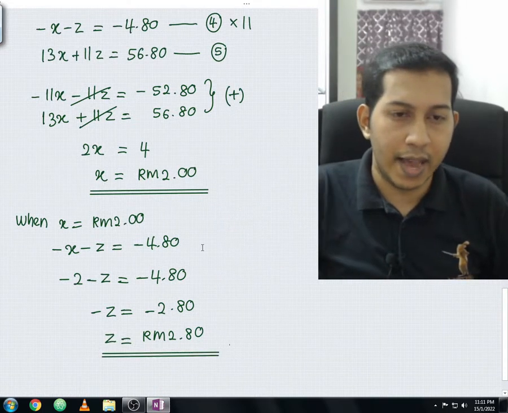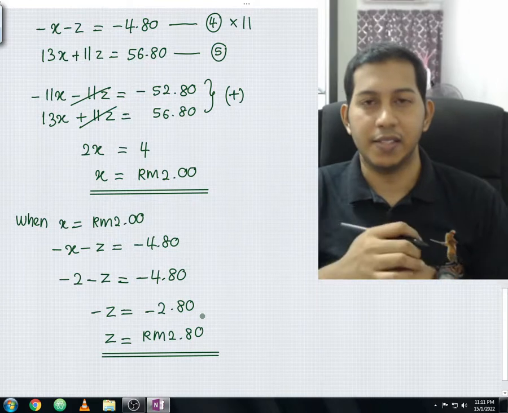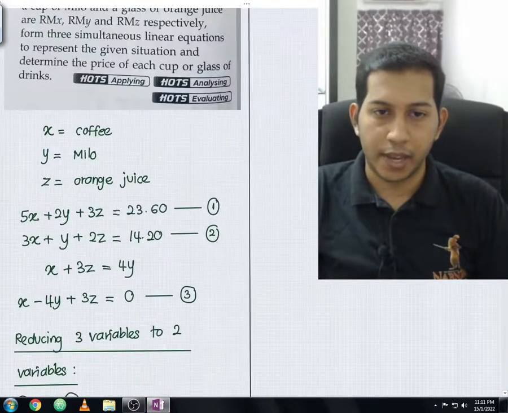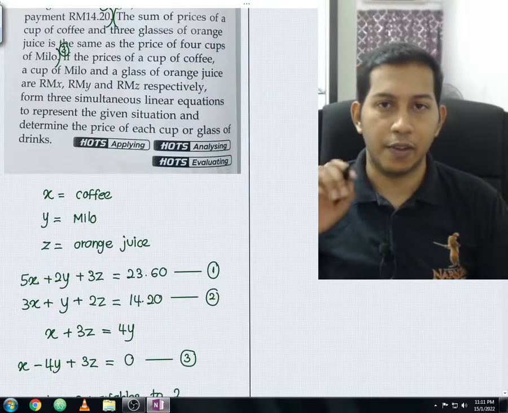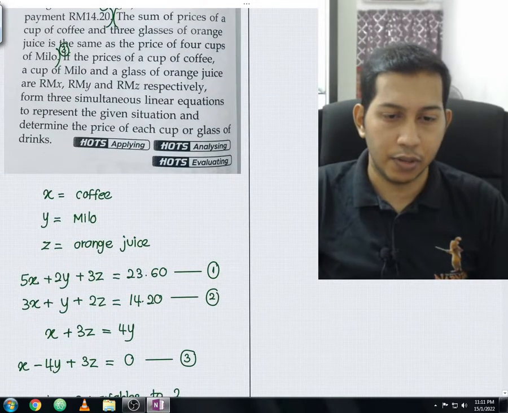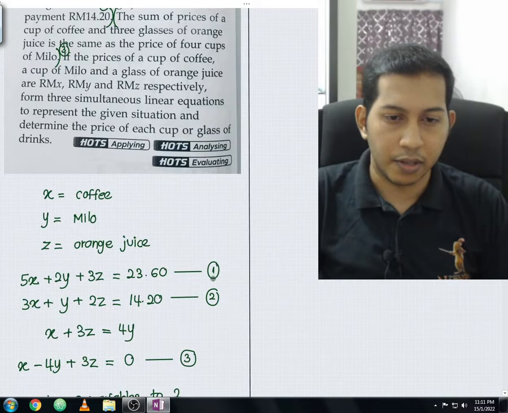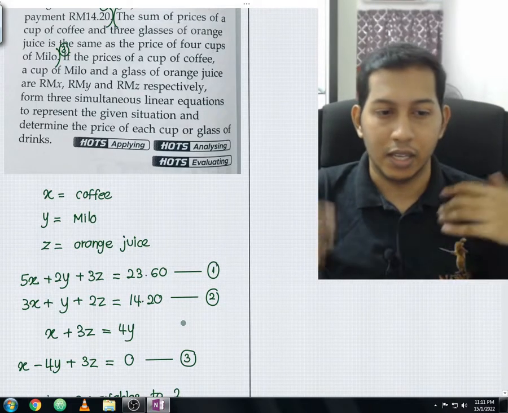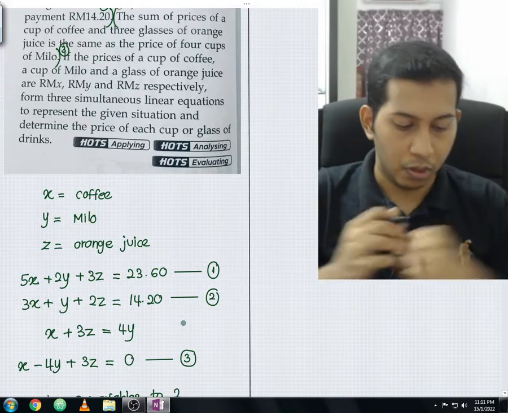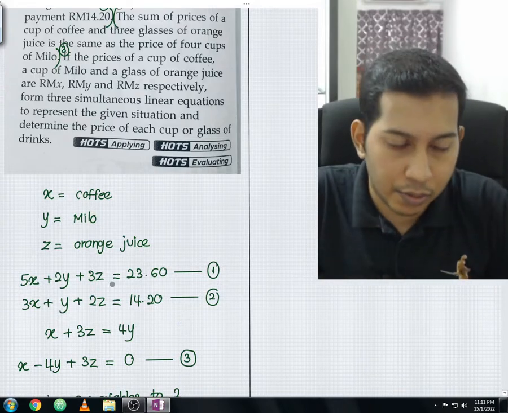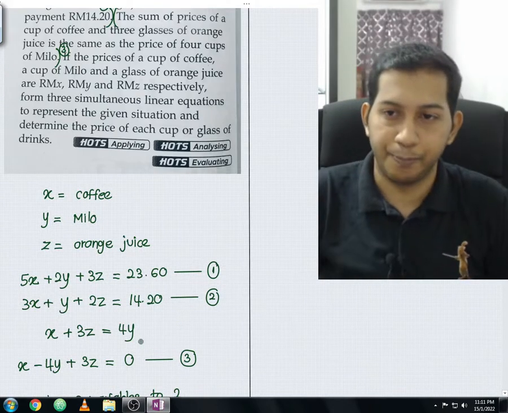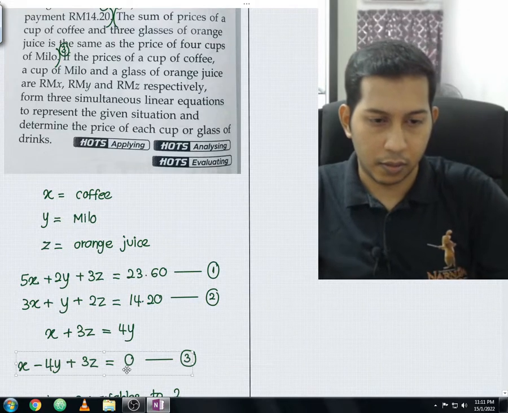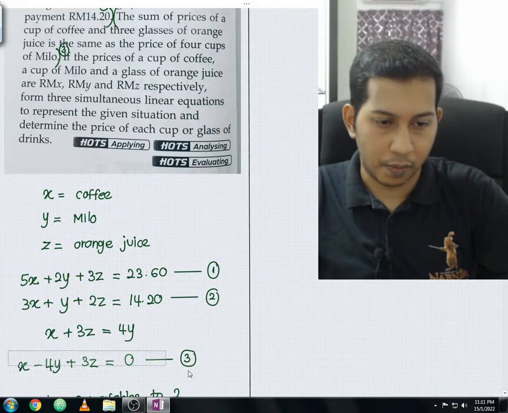Once we get the x and z value, our final step is finding the y value. In order to find the y value, you can use the values that we have obtained for x and z and substitute into any of these equations. You can substitute into equation 1 or equation 2 or equation 3, it is up to you. In this case, I'm deciding to substitute into equation 3. Wait on, guys, let me just copy this equation.